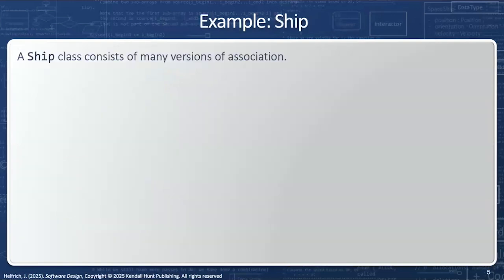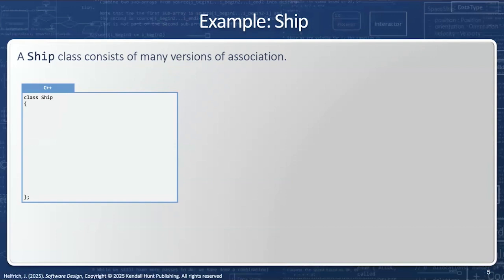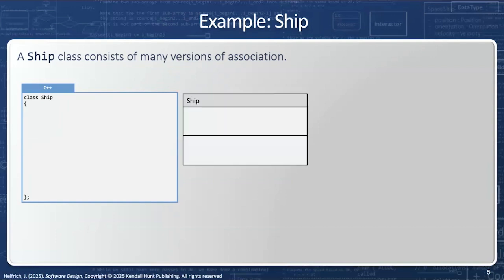All right, let's look at an example. A ship, like a spaceship for a video game, has many versions of association. So first of all, I have class ship in C++, which means I'm in a class diagram where ship is the name of the class. I'm going to have a private attribute called p of type position. So in the class diagram, I'll say p colon position. Now, position is a class.